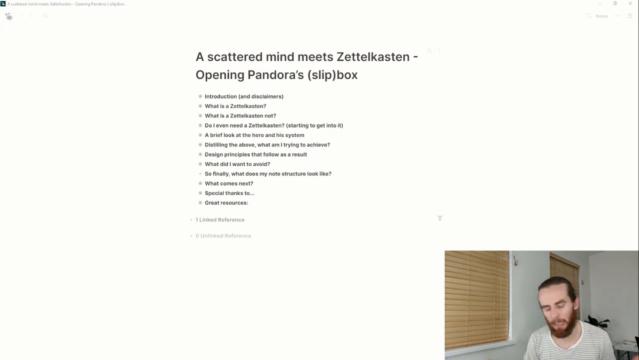Why Opening Pandora's Slipbox though? So there's a lot of debate about whether the Zettelkasten is really an effective system, and this is particularly in the context of academic research, and I think the debate is warranted. It's a very intensive system, and it definitely can yield positive results, but it takes a lot of work.